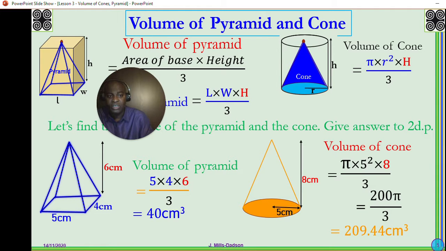So this is what I need you to remember. A cone fits inside a cylinder, so the volume is a cylinder divided by 3. A pyramid fits inside a prism, could be a cuboid depending upon the base of the pyramid. If it is a triangular base, then it fits inside a triangular prism, so you work out a triangular prism divided by 3. If it fits inside a cuboid, work out a cuboid divided by 3.